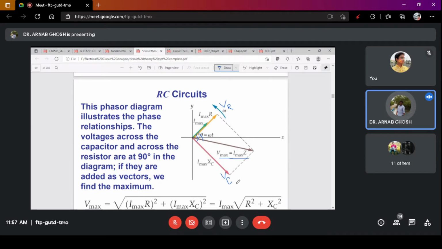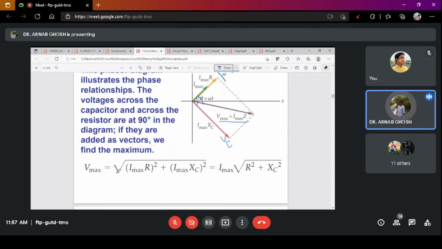So when you are calculating Vmax, this is a resultant of VR and VC. You know vector addition. So Vmax is equal to root over VR square plus VC square. What is VR? VR is I max into R and VC is I max into XC. So if you're writing VR square plus VC square, it is coming out as I max into root over R square plus XC square.